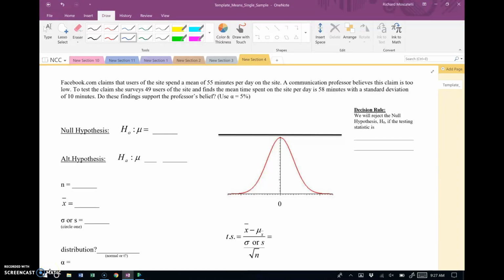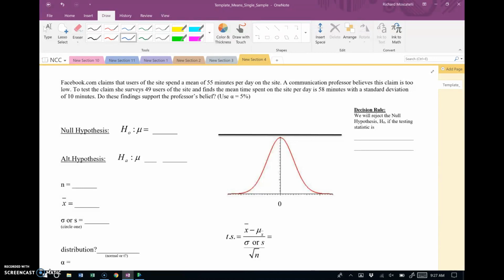Okay, in this video, what I'm going to do is show you how we can use JMP to perform a hypothesis test for the population mean using the t-distribution. However, we're going to do this when we have the summarized statistics rather than when we have the raw data. I'll create another video using raw data to perform a hypothesis test in a separate video. So let's give a look here.